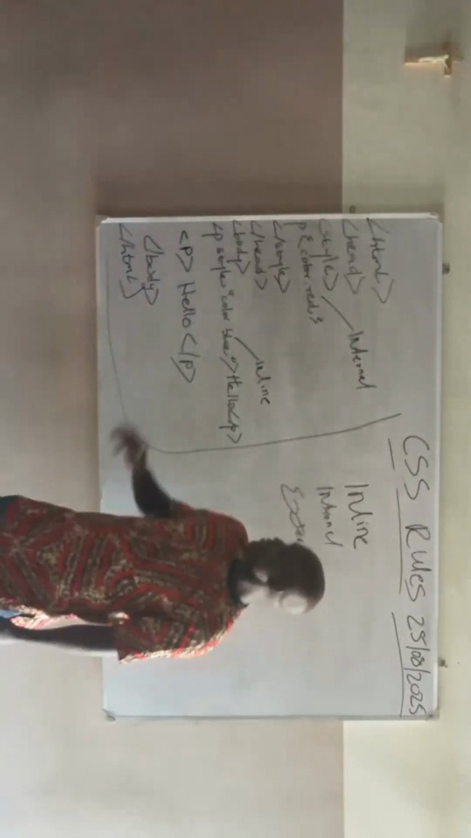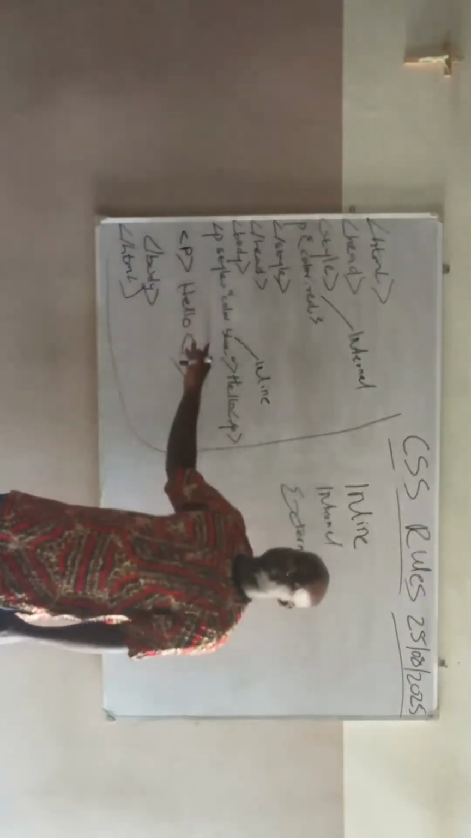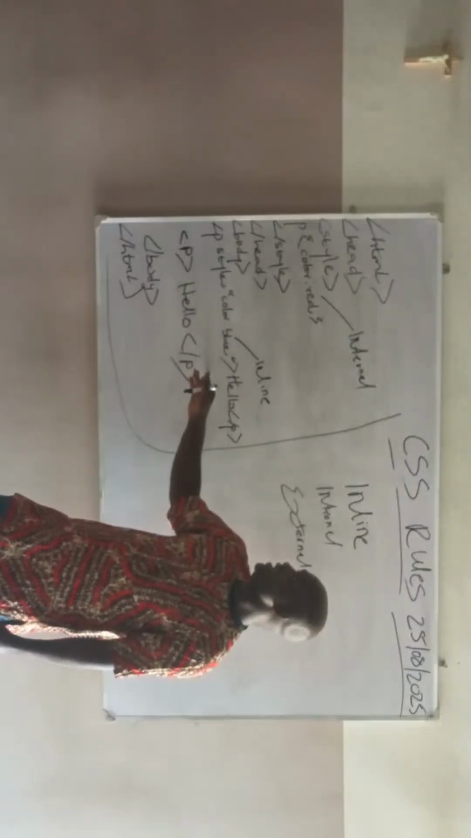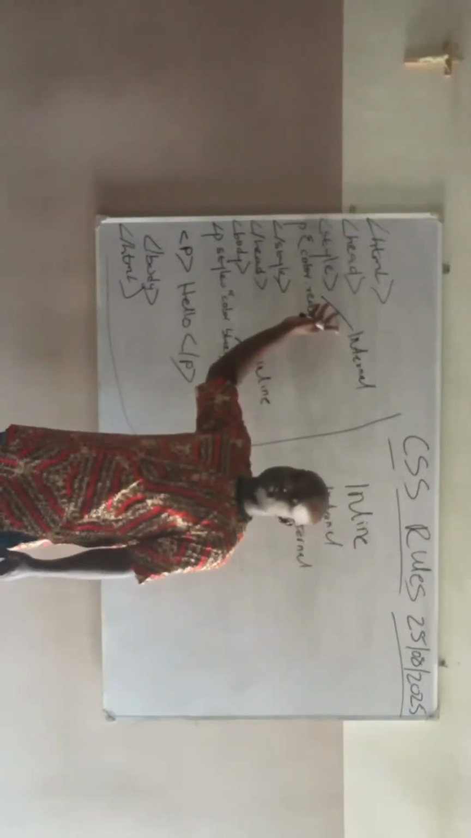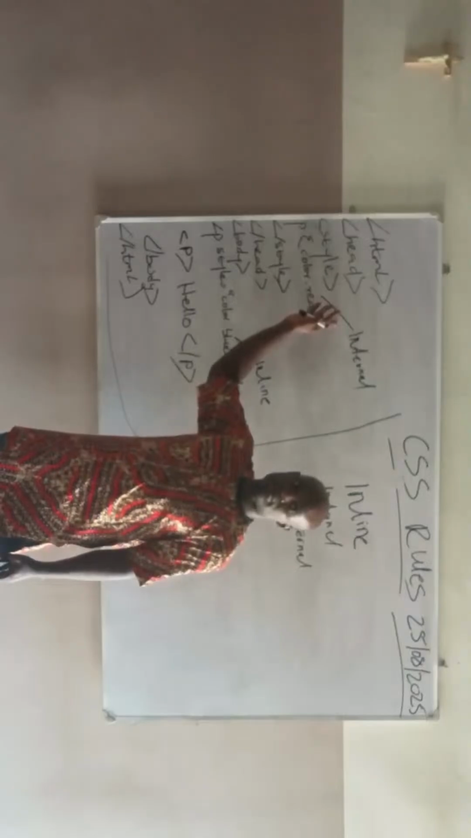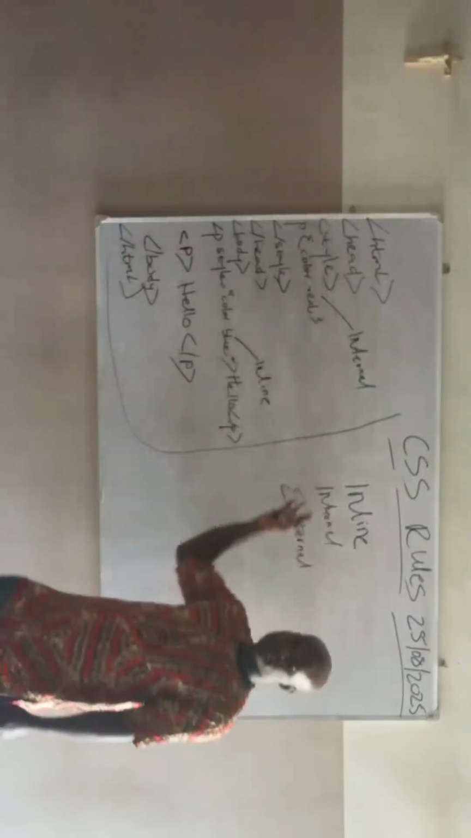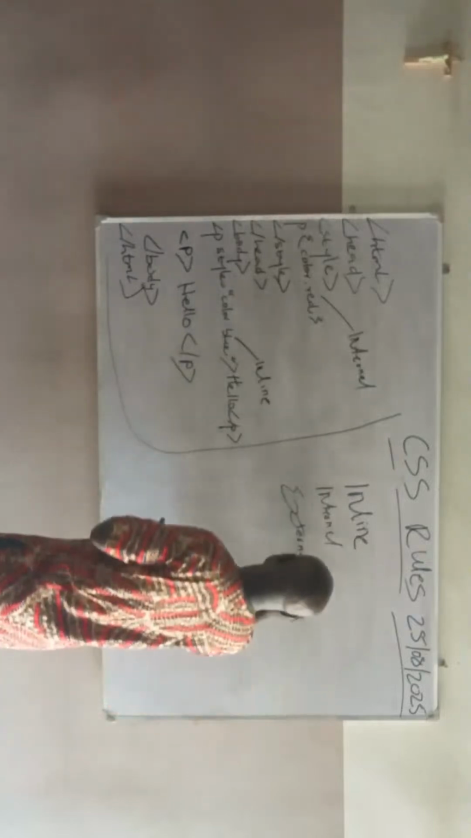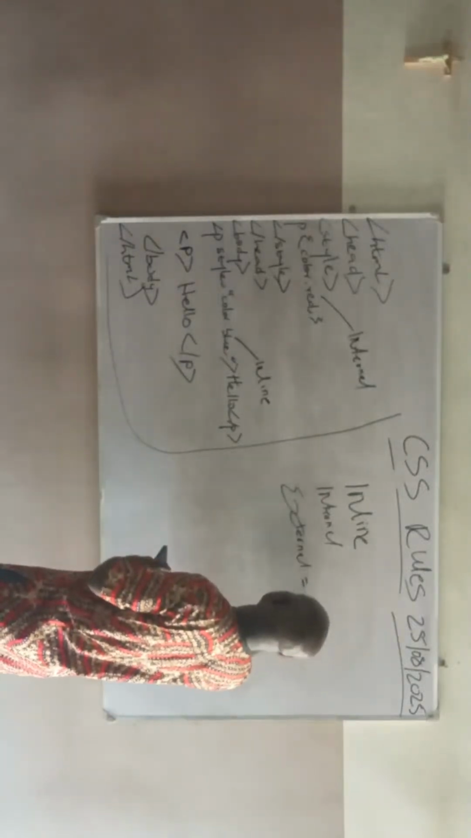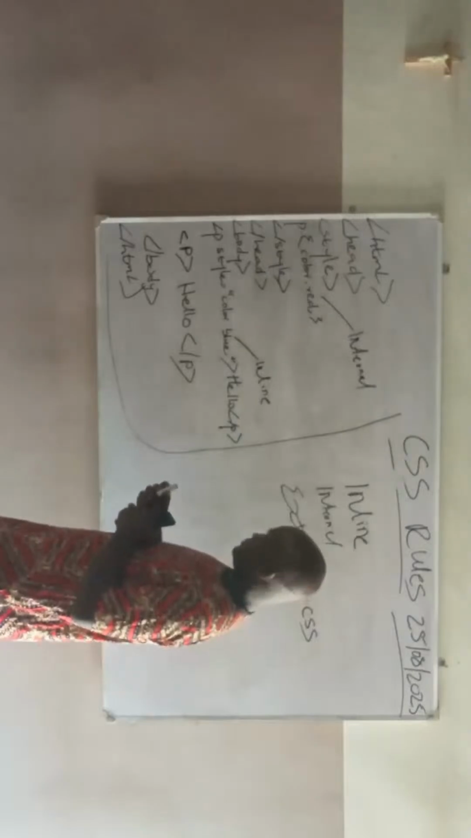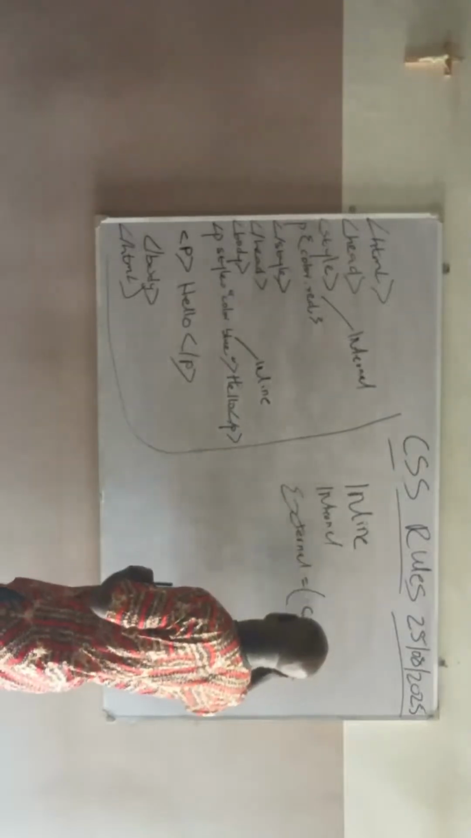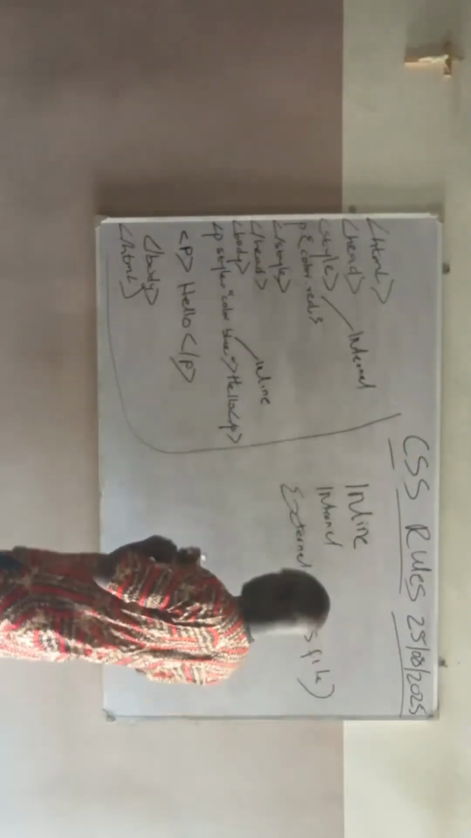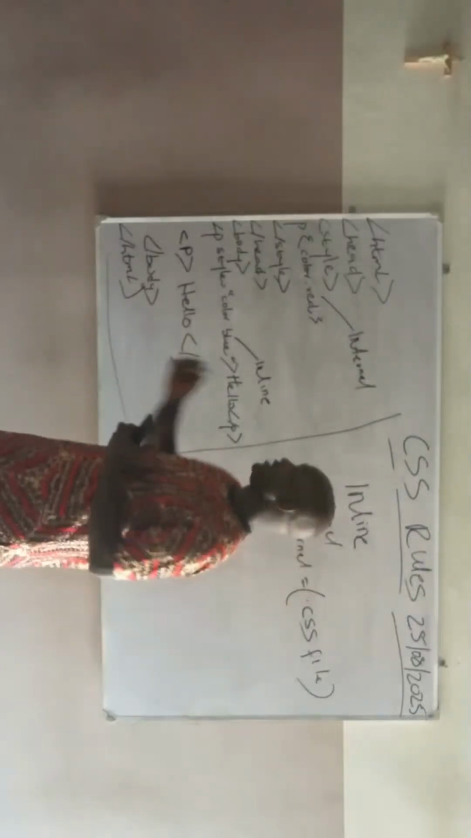So CSS will have what? Inline. And the next is what? Internal. And the other one is what? External. By external, you can have the dot CSS file. So you now link it here.